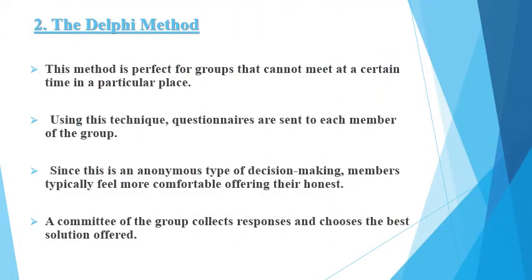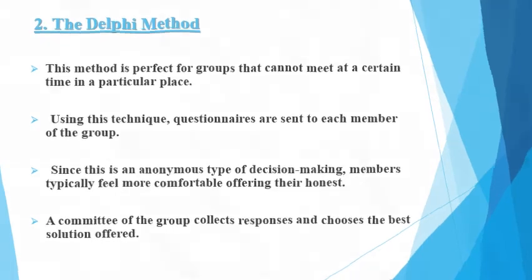Method number 2, the Delphi method. This method is perfect for groups that cannot meet at a certain time in a particular place. Using this technique, questionnaires are sent to each member of the group. Since this is an anonymous type of decision making, members typically feel more comfortable offering their honest opinions. A committee of the group collects responses and chooses the best solution from them.